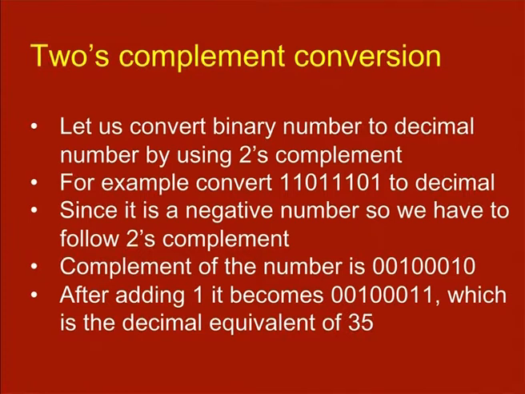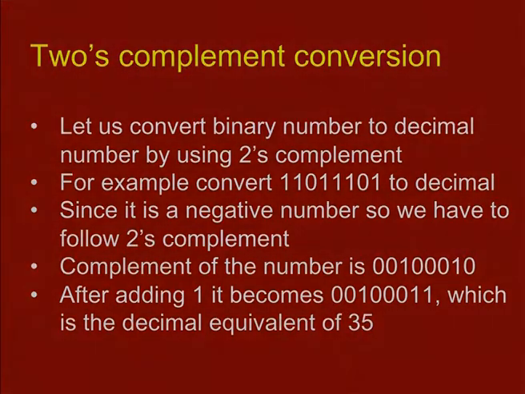Now, the complement of this binary number is 00100010. After adding 1, it becomes 00100011, which is the binary equivalent of decimal 35.